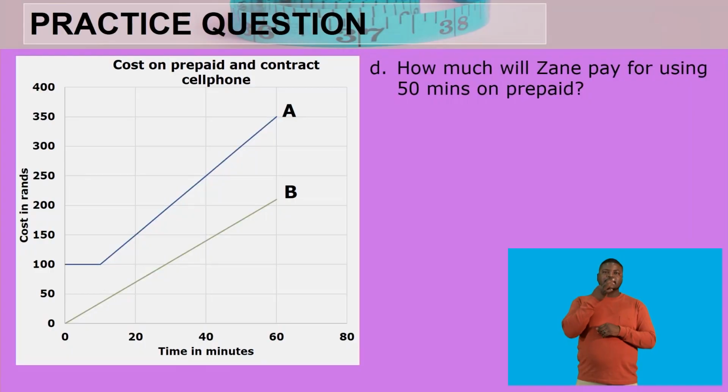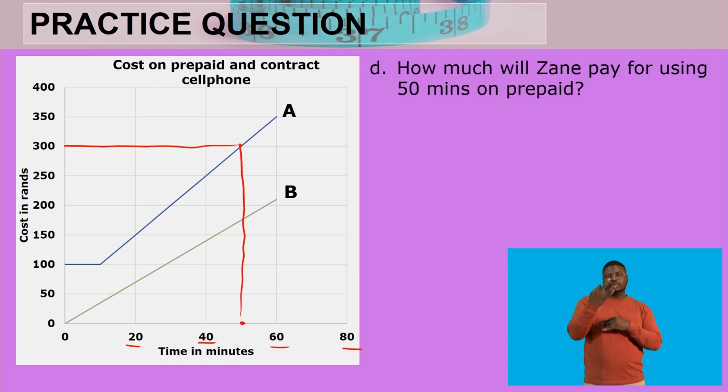Then D says, how much will Zain pay for using 50 minutes on prepaid? We go to our minutes and check. Our intervals count from 0 to 80 in 20s, so 50 should be estimated somewhere in the middle between 40 and 60. When we draw our line, we try to be as accurate as possible. It gives us that point there, and when we cross it over to our cost, it gives us 300. So Zain will pay approximately 300 rand for using 50 minutes in that month.